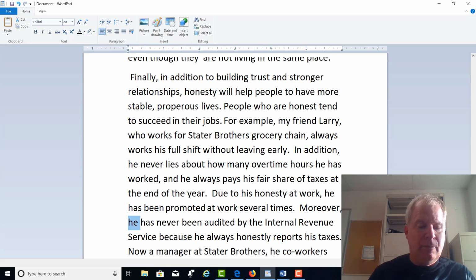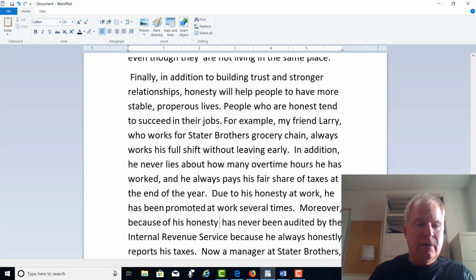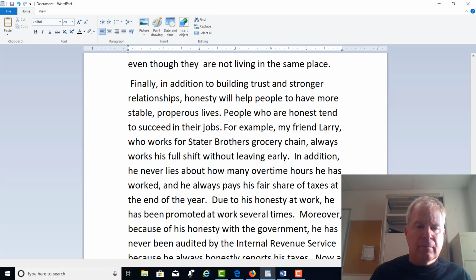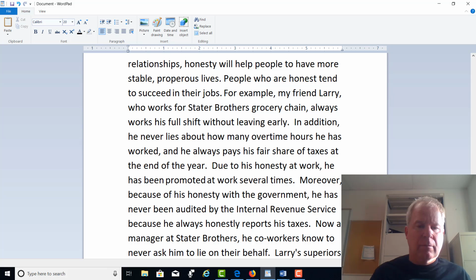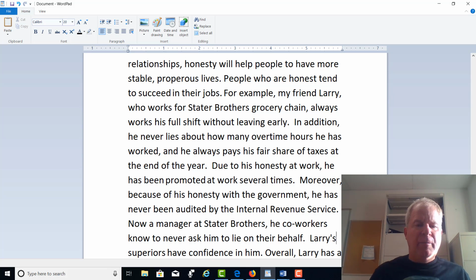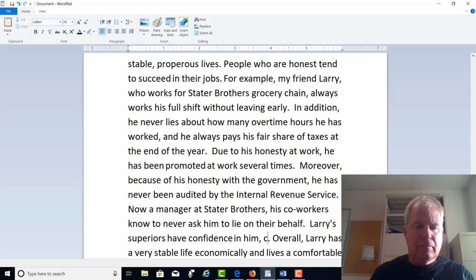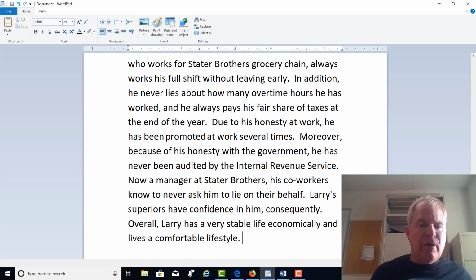Moreover, you might want to say, because of his honesty with the government, he has never been audited by the Internal Revenue Service. And probably get rid of this. Now, a manager at Stater Brothers, his co-workers know to never ask him to lie on their behalf. Larry's superiors have confidence in him. Consequently, overall, Larry has a very stable life economically, and lives a comfortable lifestyle.